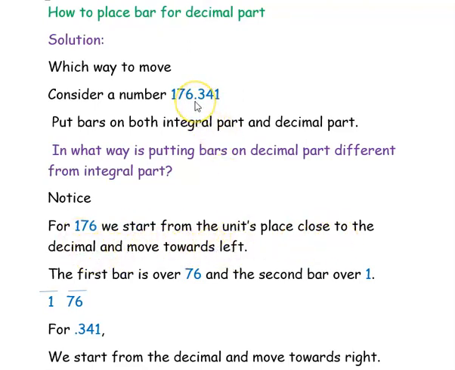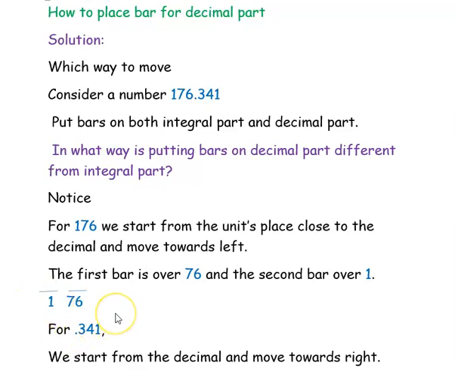So this is the decimal. We have to start from the number close to the decimal. This is your ones place, and you have to pair the next digit and place a bar over this number. So the first bar is over 76 and the second bar is over 1. Even though the number doesn't have a pair, we have to put the bar for this number. So the second bar is over 1.